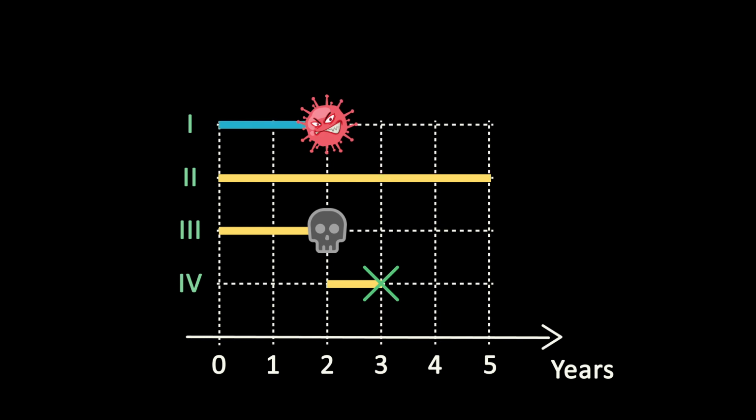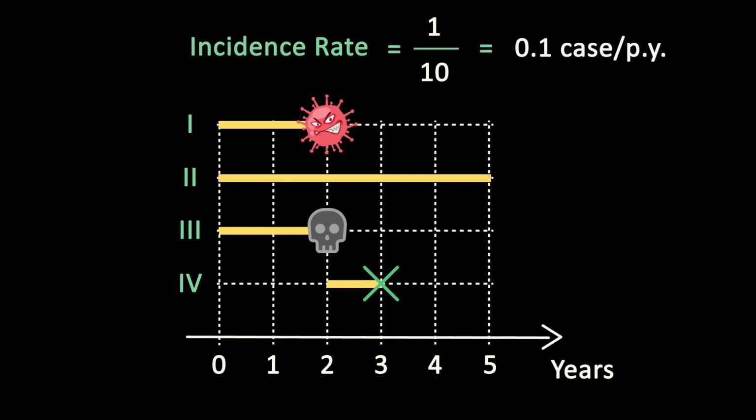So the first person was at risk for 2 years before developing the disease, the second person was at risk for 5 years, the third for 2 years, and the fourth for 1. The total is 10 person years in this case, and since only 1 person developed the disease, then the incidence rate is 1/10, which is 0.1 case per person year or 1 case per 10 person years. So we can say that a person is expected to develop the disease after 10 years of being at risk.